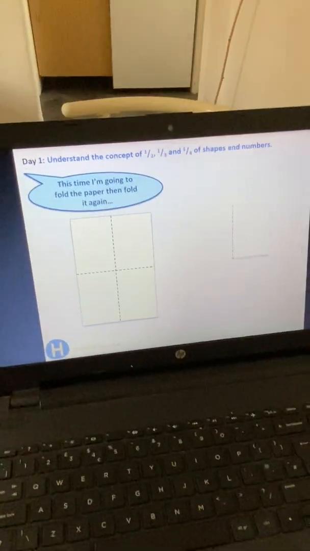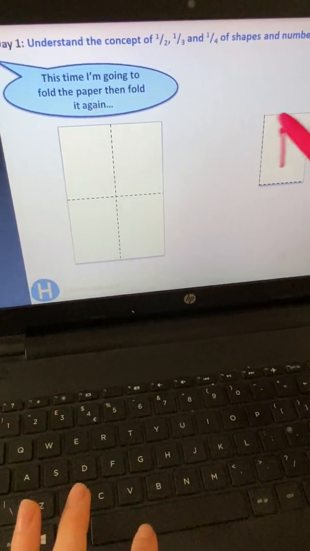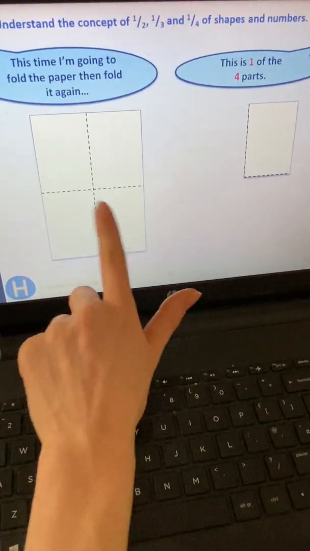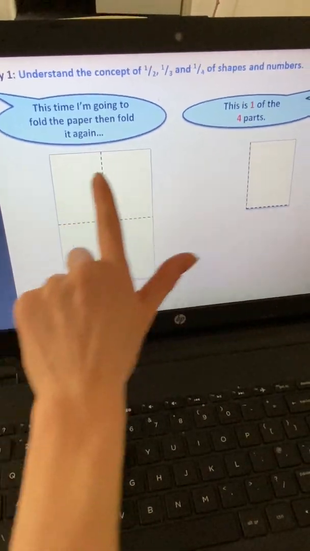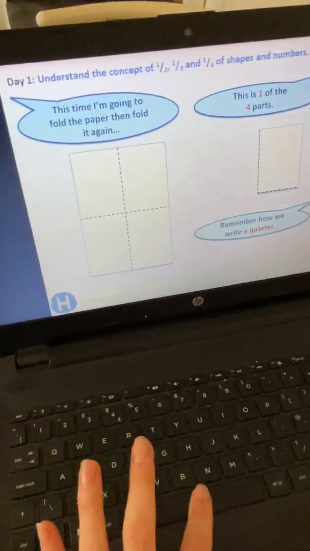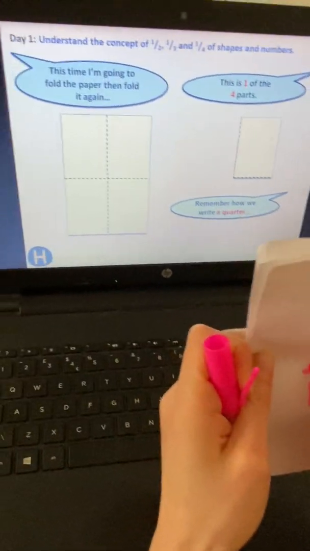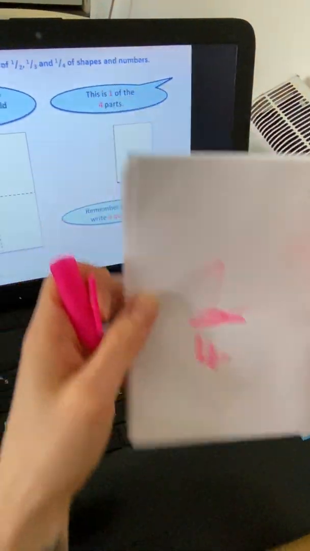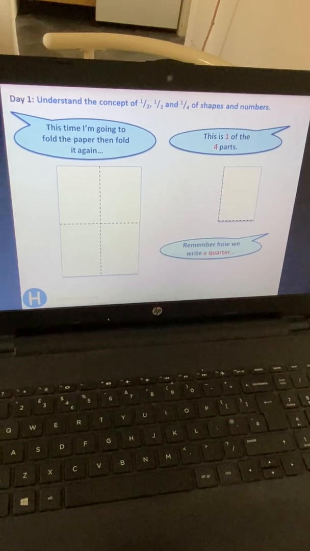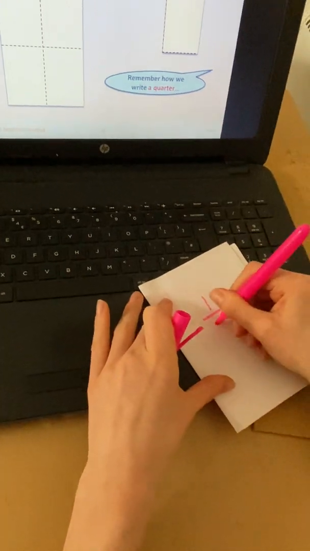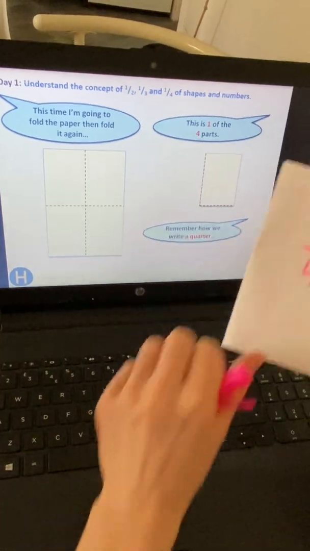So fold it and fold it again. And you will be left, if you were to cut it out, with that little 1/4. So it's 1 of 4 parts. 1, 2, 3, 4. There's your 4 parts, your whole, and that's your 1 part of 4. Remember how we write 1/4? 1/4. Yep, 1/4. That really isn't neat. Let me try again and write it properly. 1/4. Okay, so there's 4 parts and I'm showing you 1 of the 4 parts.